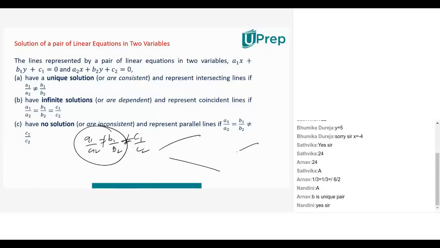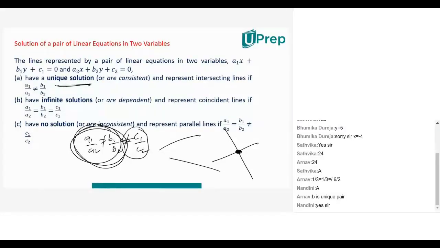So in option B and C, it was coming A1 by A2 not equal to B1 by B2, not equal to C1 by C2. So, sir, will it be called unique solution? Yes, it is unique solution. The reason why we don't consider it is this condition is enough. We don't have to check for the last condition. A1 by A2 not equal to B1 by B2, simple, unique solution. You don't have to check this condition. This condition is enough. That's the reason why we don't write it.